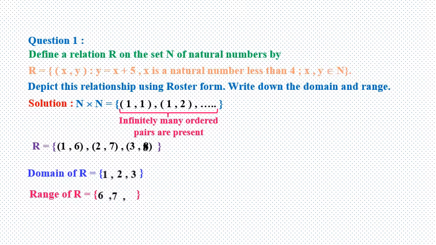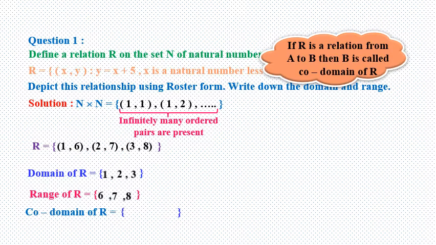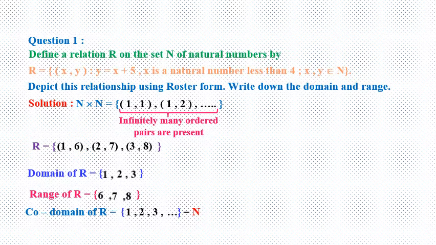Second elements it is 6, 7, 8. Correct? Yeah. Next we go for codomain. The whole set 1, 2, 3, 4, and so on, an infinite set. It is the natural numbers. The complete natural number set is the codomain. I hope you can understand all the problems.